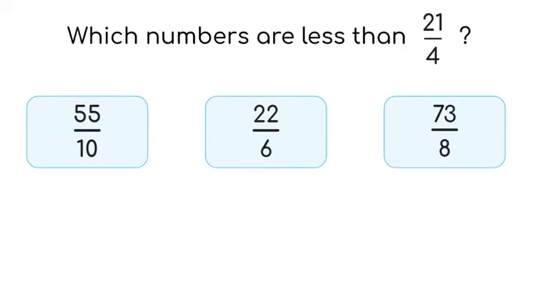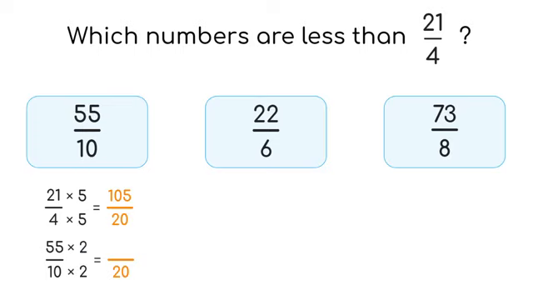Which numbers are less than 21/4, 55/10, 22/6, or 73/8? We need to find which of these numbers is less than 21/4, so let's compare each answer choice to 21/4 one at a time. Our first answer choice is 55/10. Begin by finding a common denominator for 4 and 10. The least common denominator would be 20. For 21/4, we'll multiply the top and bottom by 5 to write this as 105 over 20. Similarly, we'll multiply 55/10 on the top and bottom by 2 to get 110 over 20.